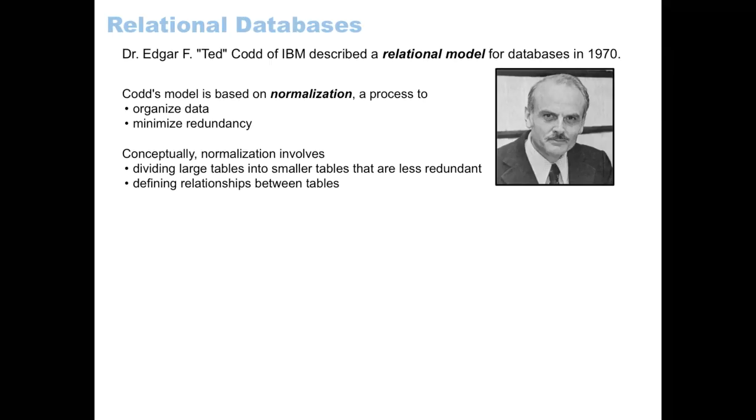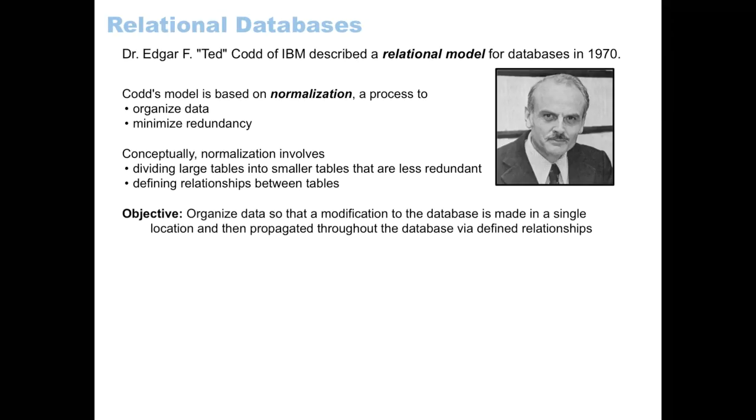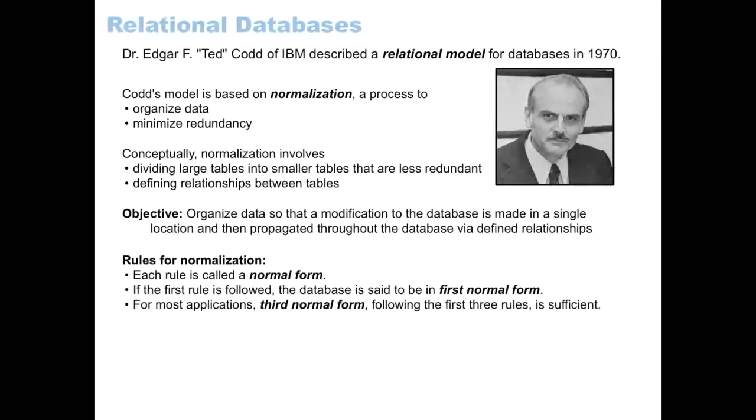So conceptually, what happens with normalization is large tables are divided into smaller tables that are less redundant, and relationships are then defined between tables. The objective is to organize data in such a way that if a modification is required, that modification can be made at one single point in the database, and then that modification gets propagated throughout the database by the relationships that are defined between the tables.